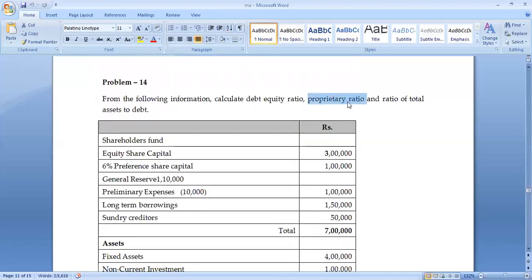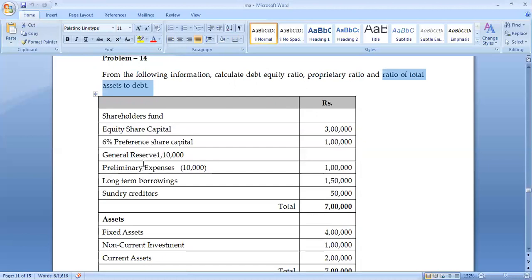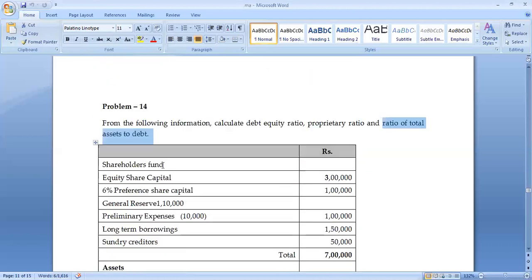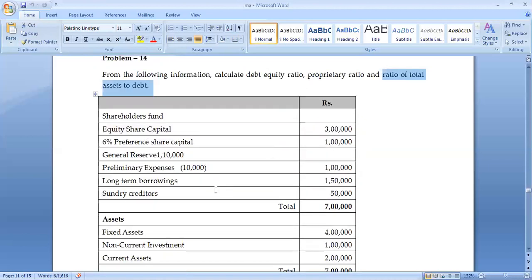There is no segregation here as current assets and fixed assets. The total assets will be taken into consideration. And the ratio of total assets to debts. They have specified here total assets to debts. You need to calculate one more ratio as part of the calculation here. So now find out the debt equity information. First of all, when you look into a debt equity ratio, see whether there is any debt.